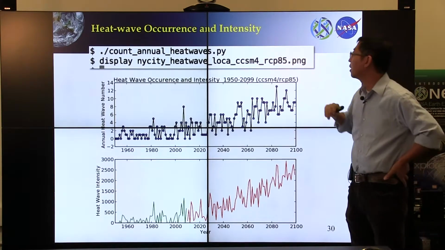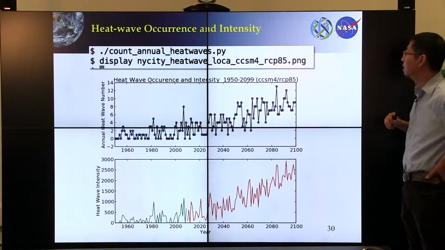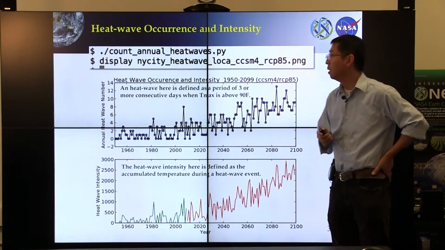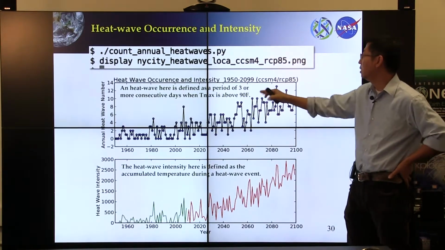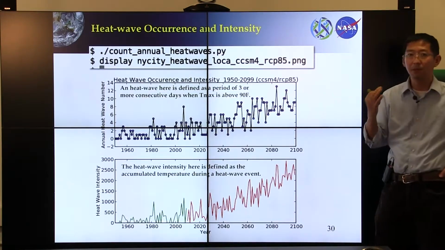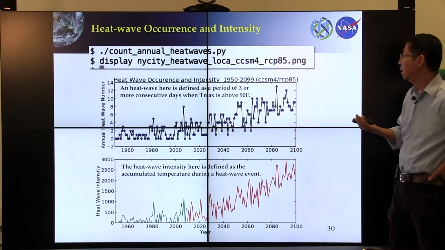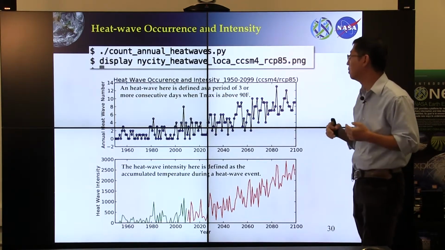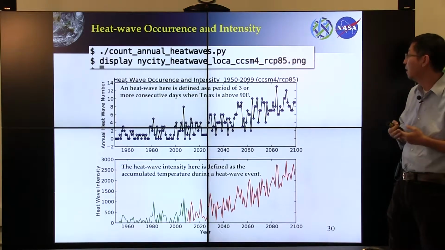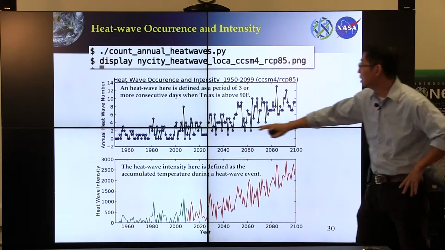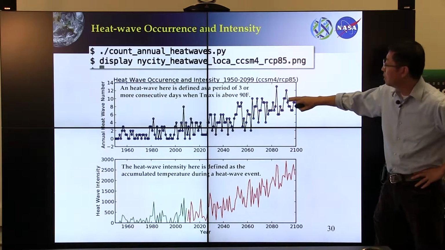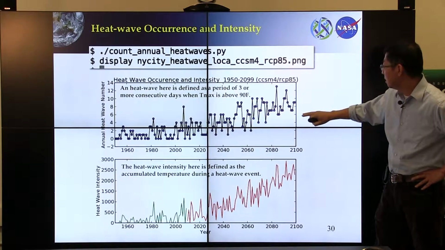This is another way you can look at the temperature data, what we call heat waves. We define a heat wave as a period of 3 or more consecutive days when you have temperature, or Tmax, above 90 degrees Fahrenheit. Again, you see this increase in the number of heat waves, right?